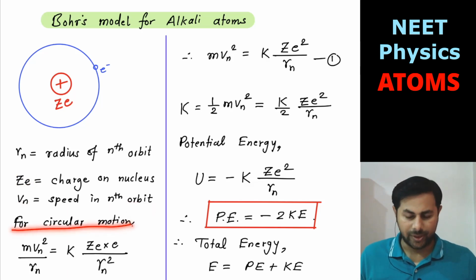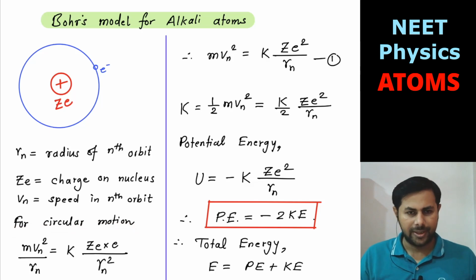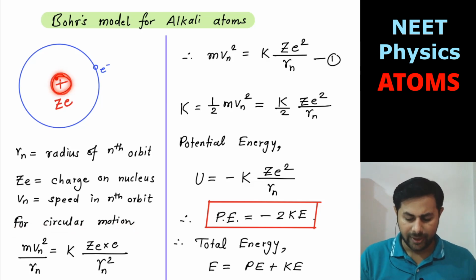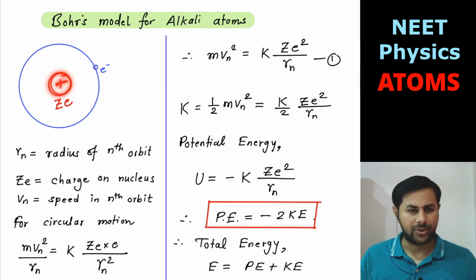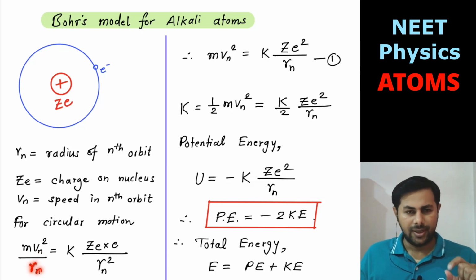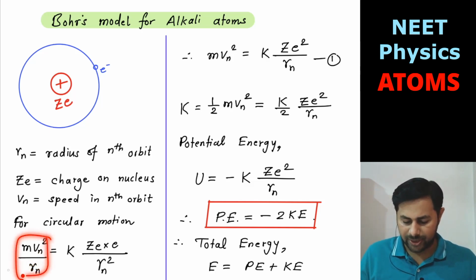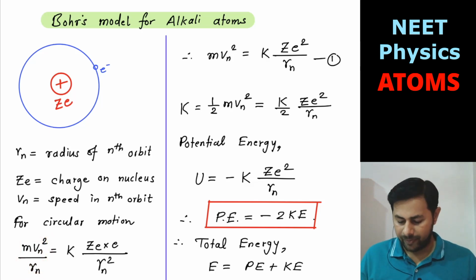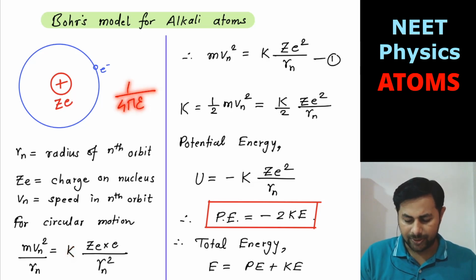So for circular motion, we know that the centripetal force here is provided by the electrostatic force, right? Because this electron is pulled towards the center by the nucleus, by the positive charge on the nucleus. So the centripetal force is mv square by r. We put suffix n for v and r. Vn is the speed in the nth orbit, Rn is the radius of the nth orbit, right? So the centripetal force is equal to m times Vn square by Rn, and it's equal to k times, where k is 1 upon 4 pi epsilon naught.